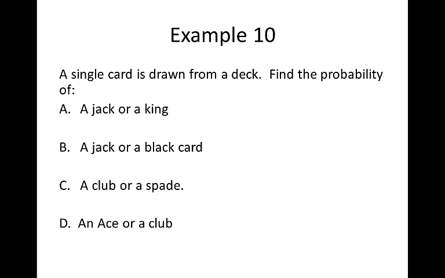Okay, so now let's look at some probabilities. You get a jack or a king. In some of these, you're going to use the formula where we have to subtract out the intersection, and in some of these you're not. Pause the video here, see if you can do these.